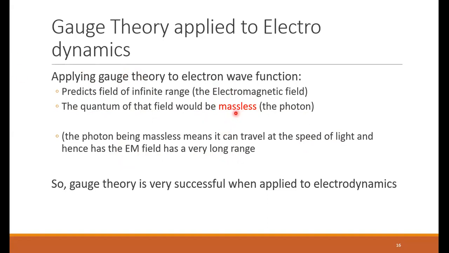This is what makes for the symmetry. It's the symmetry argument that tells you that the photon must be massless, right? And we see that gauge theory evidently is very successful and applied to electrodynamics. As you can see, both of its predictions are actually true.